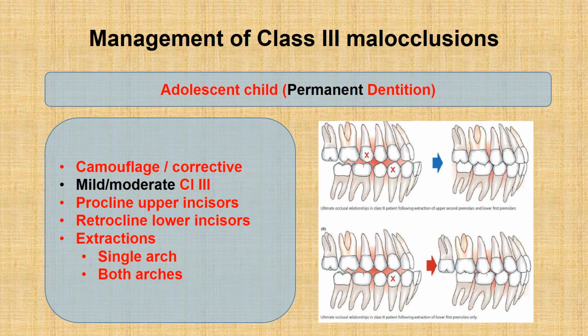Now, in the permanent dentition, if it is mild to moderate class 3, then camouflage or corrective orthodontics can be carried out, whereby the upper incisors are proclined and the lower incisors are retroclined, and space for doing this can be obtained by extractions, either extractions in the single arch or both arches.